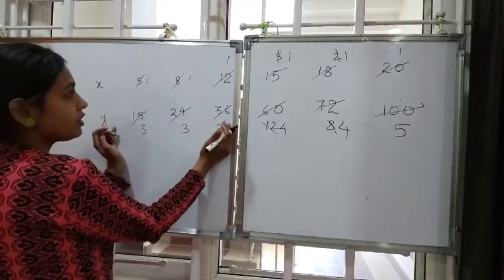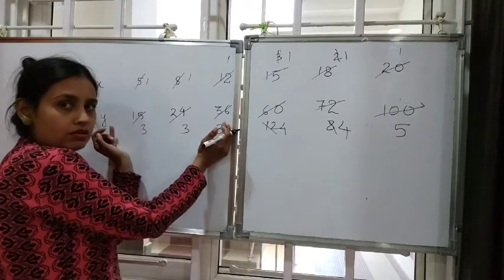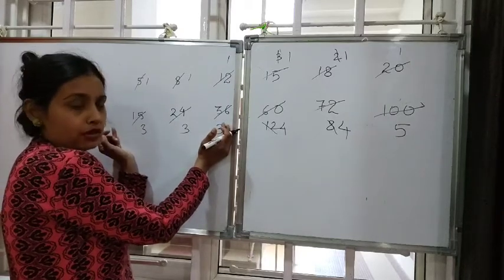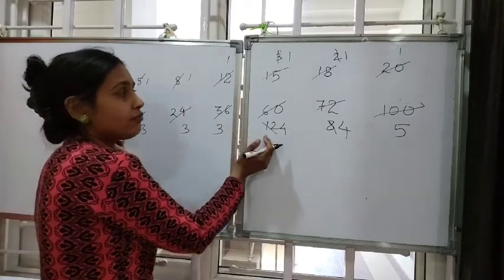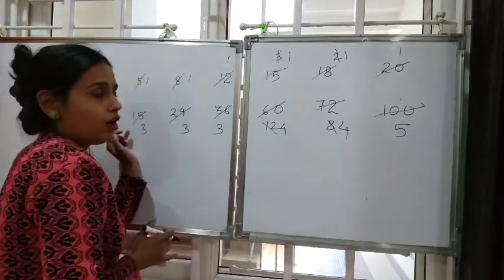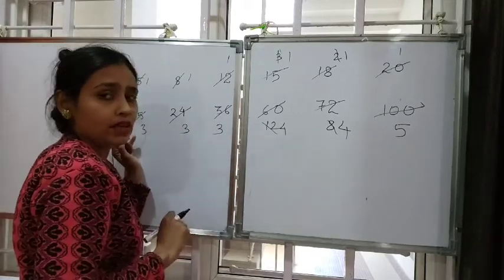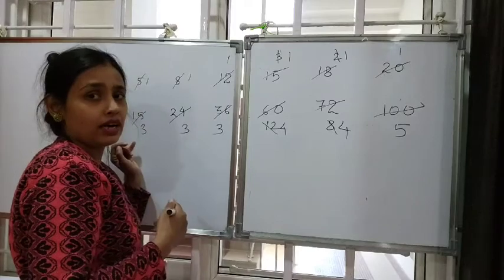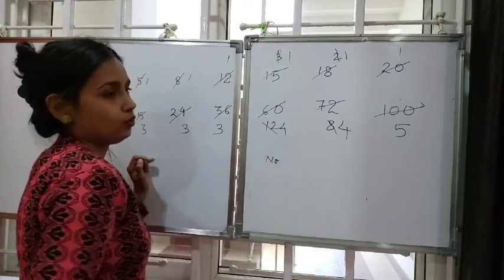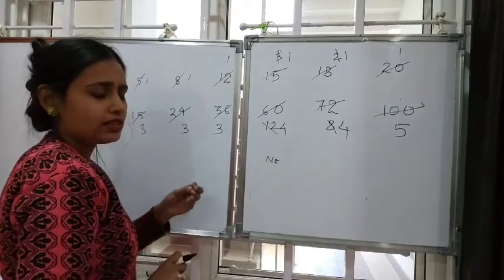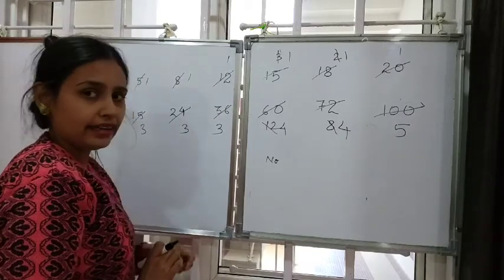If we check only the first three, yes, the ratios are common. So we can say the first three values of x and y are in direct proportion. But when we compare the fourth, fifth and sixth ratios, what do we find? That they are not the same. Hence the values x and y are not in direct proportion. So the answer is no, x and y are not in direct proportion.